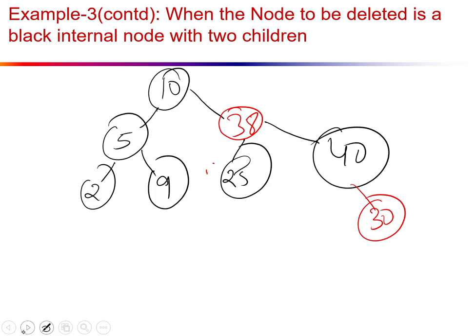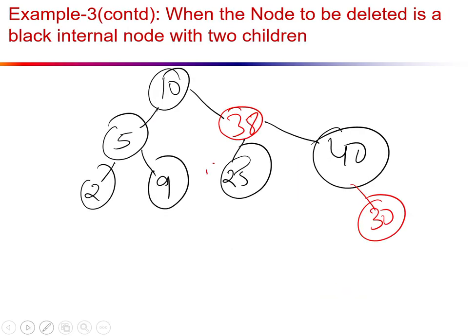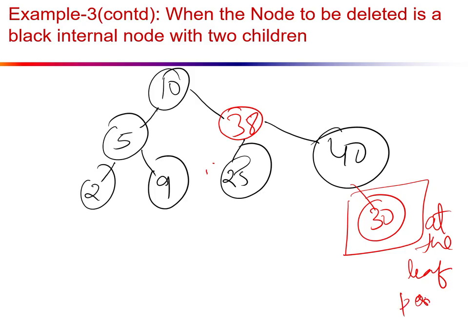So let me give you a glimpse of what happens. Node 38, which is the smallest element of the right subtree, was red in color. And the node we are supposed to delete, node 30, was also red in color. Replacement does not change the color of the node, so both of them are replaced with one another. And finally, we have this interpretation. Now when 30 is at the leaf position, we can delete node 30 and that will not cause any violation.